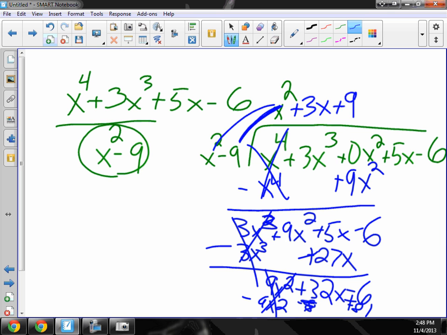plus 75. And how do I know that's my remainder? Can x squared go into 32x? No, it has too many x's. So my remainder is 32x plus 75 over x squared minus 9.